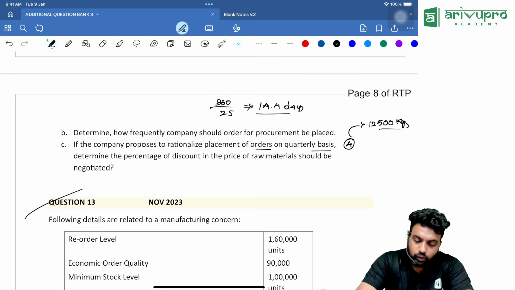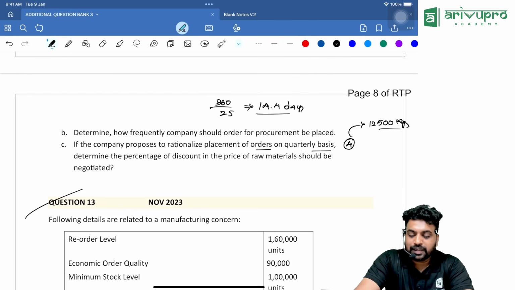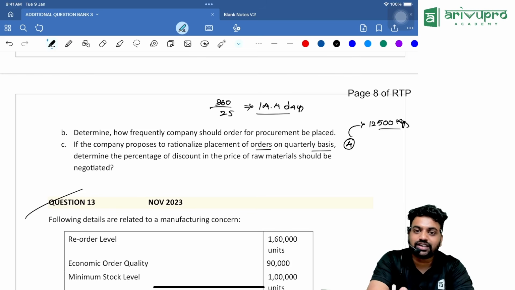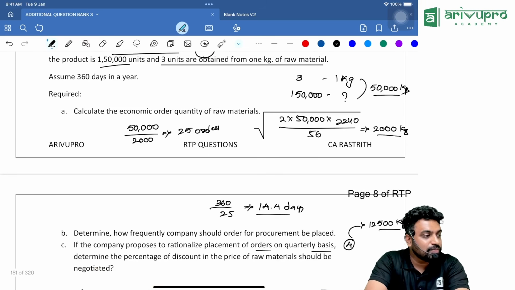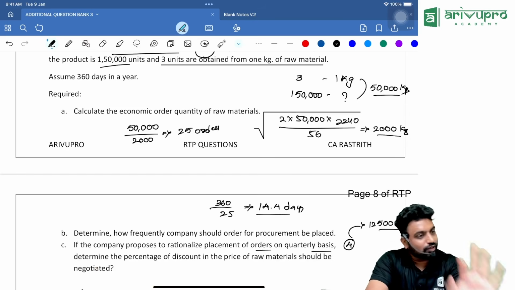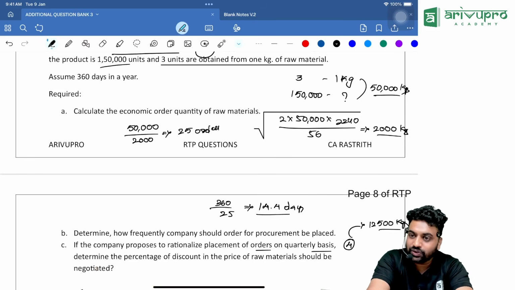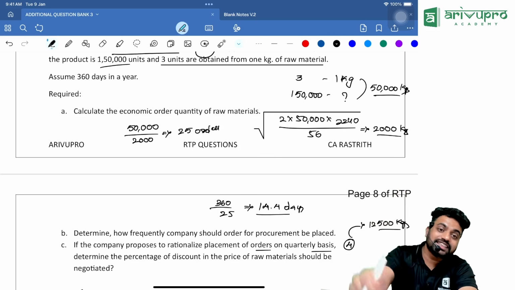Okay. Now, determine the percentage of discount they should negotiate. Here, the supplier is not offering us. We should go and tell him, boss, see, 14.4 days once we don't come. We will come 3 months once. So please give us so much discount. Now they are asking us what discount you should ask.